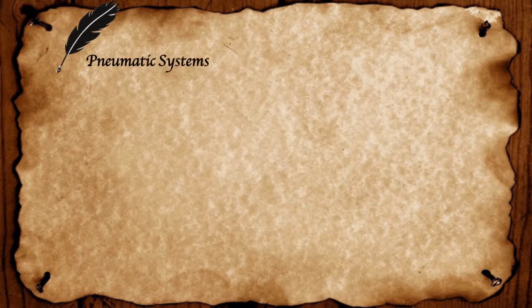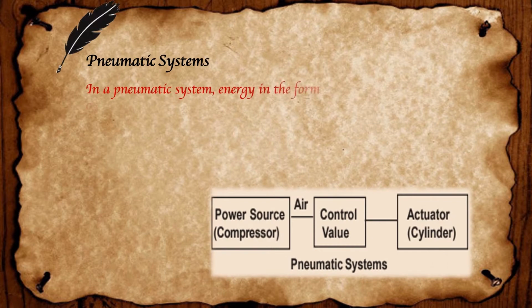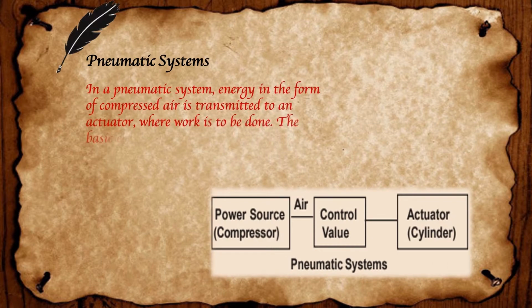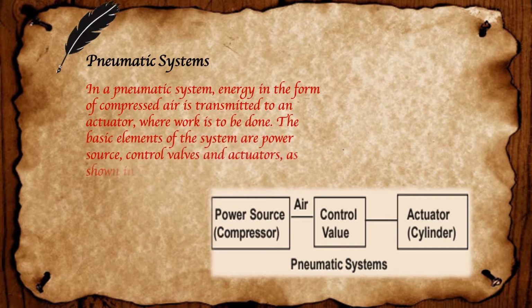Pneumatic systems. In a pneumatic system, energy in the form of compressed air is transmitted to an actuator where work is to be done. The basic elements of the system are power source, control valves, and actuators as shown in figure.